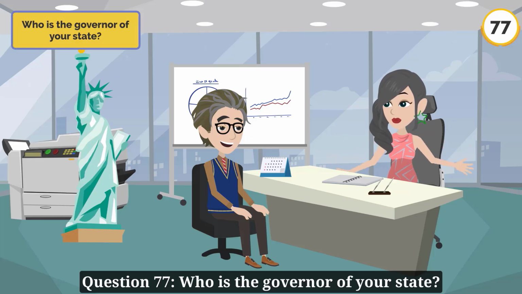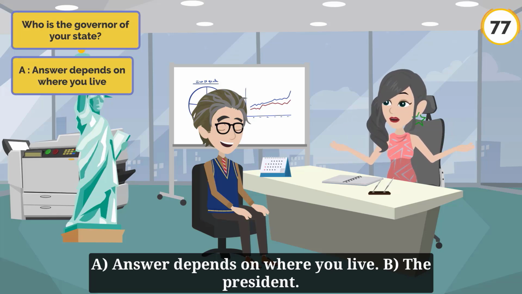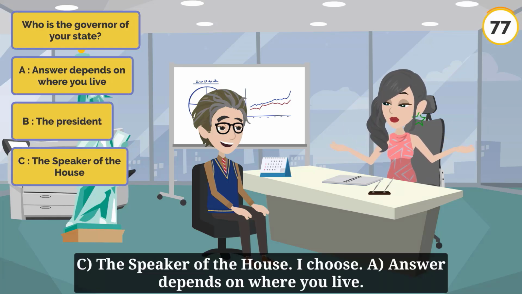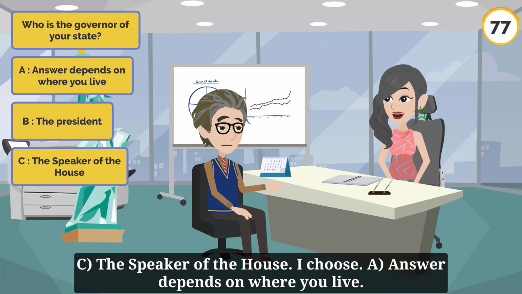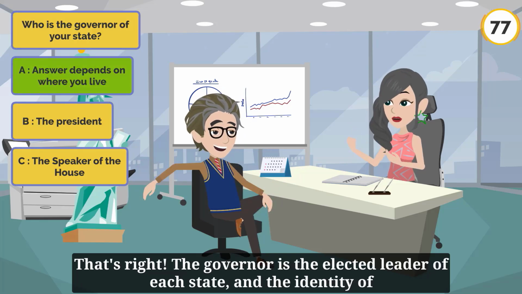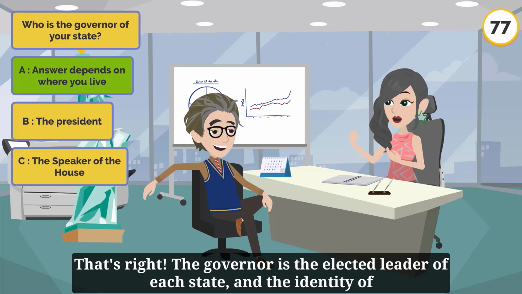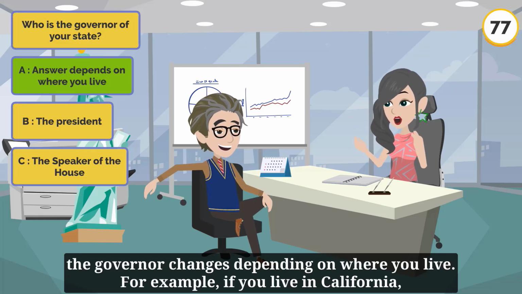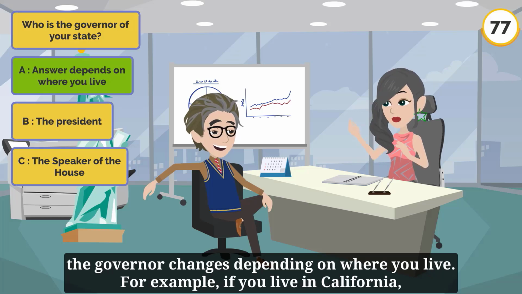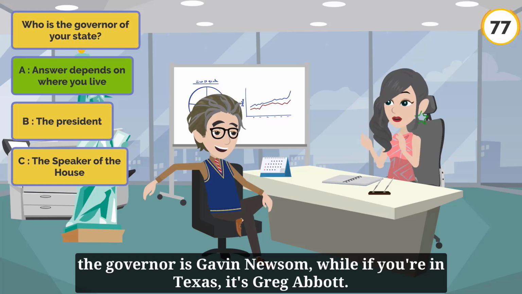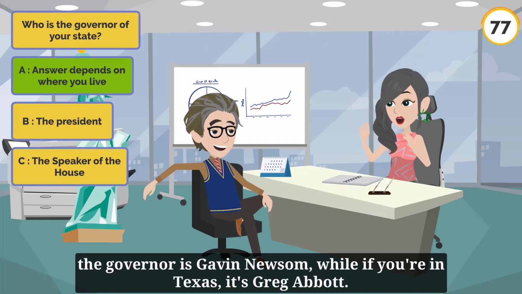Question 77. Who is the governor of your state? A. Answer depends on where you live. B. The President. C. The Speaker of the House. I choose A, answer depends on where you live. That's right. The governor is the elected leader of each state, and the identity of the governor changes depending on where you live. For example, if you live in California, the governor is Gavin Newsom, while if you're in Texas, it's Greg Abbott.